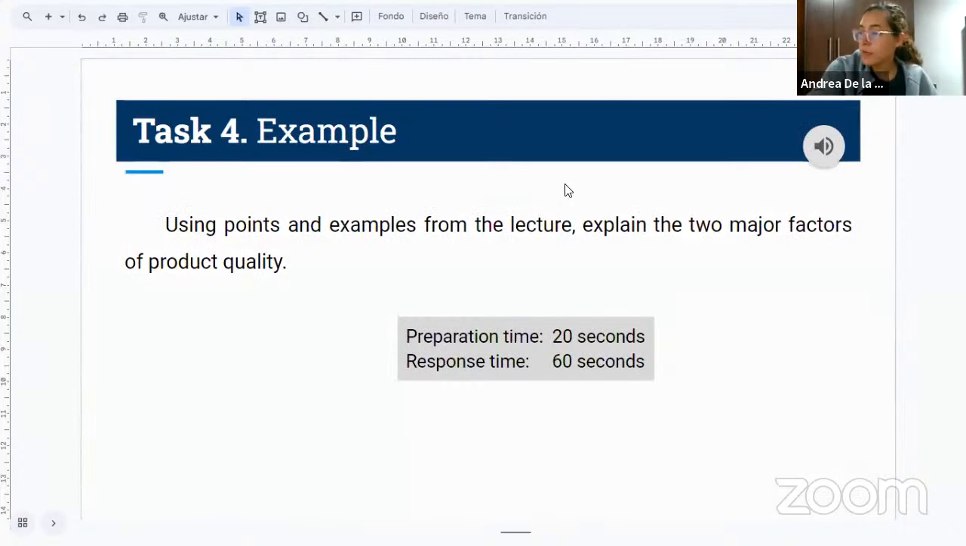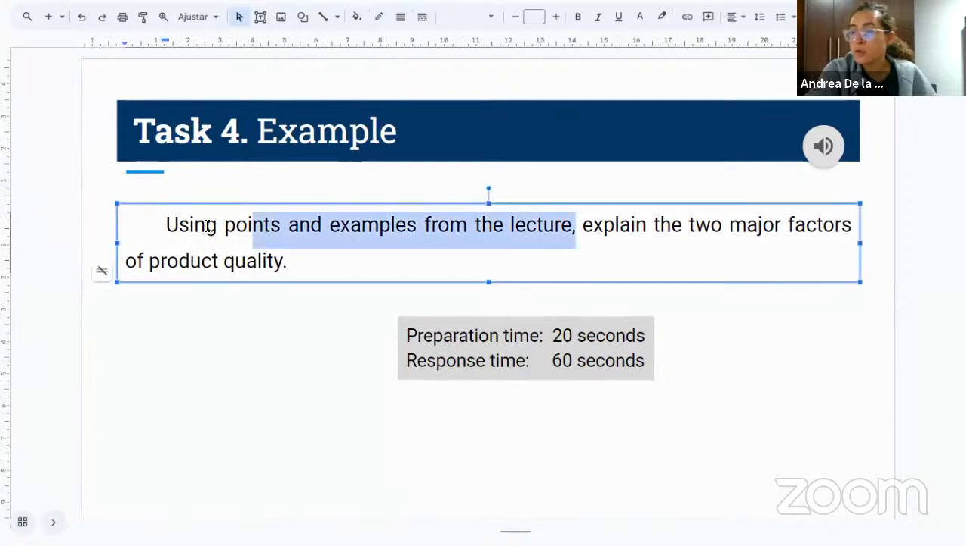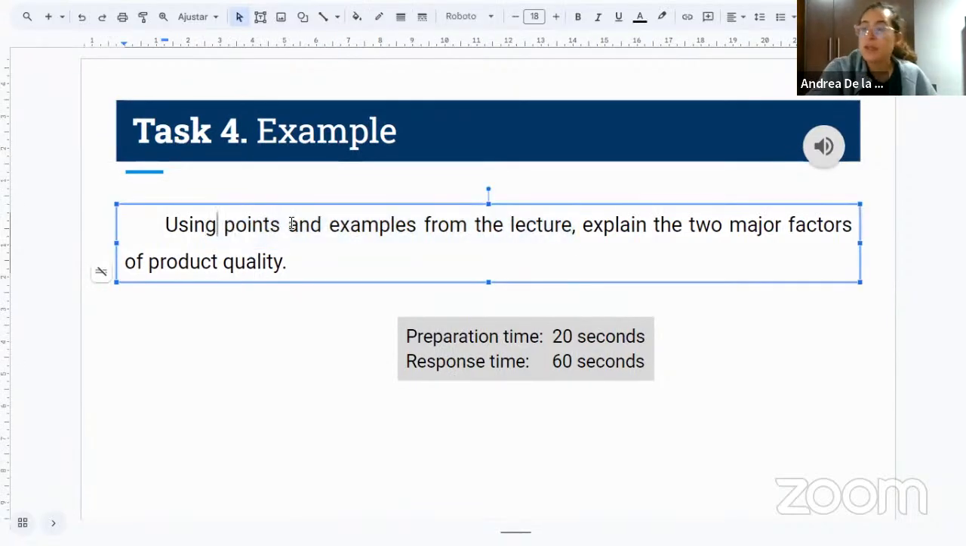Okay then, so you already read the question. It says using points and examples from the lecture. So you have to use the details, the examples of cars, the definitions that we have for reliability and features. And you need to do that in order to explain these two factors, reliability and features of product quality.